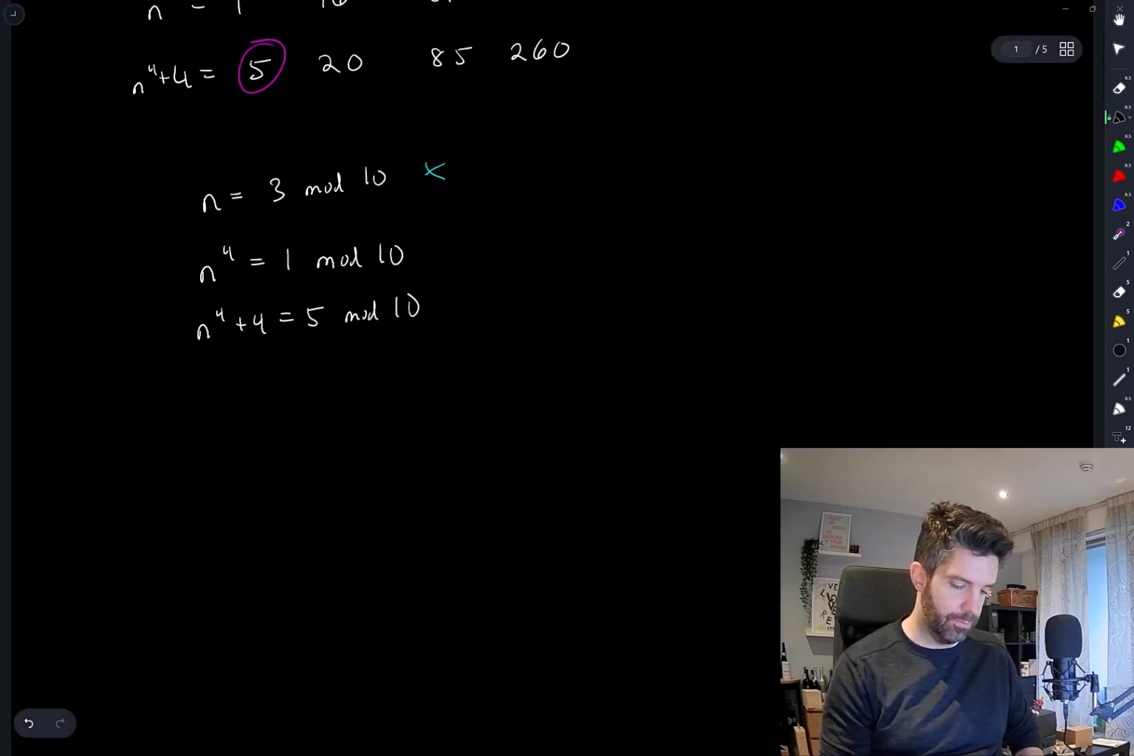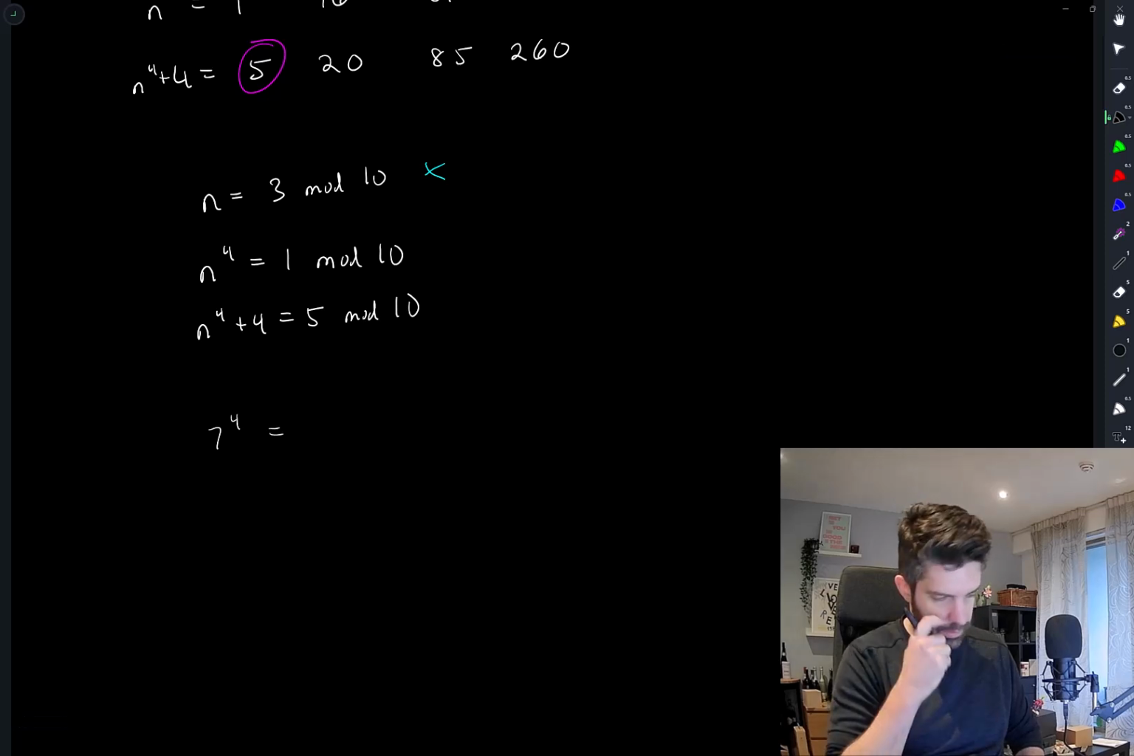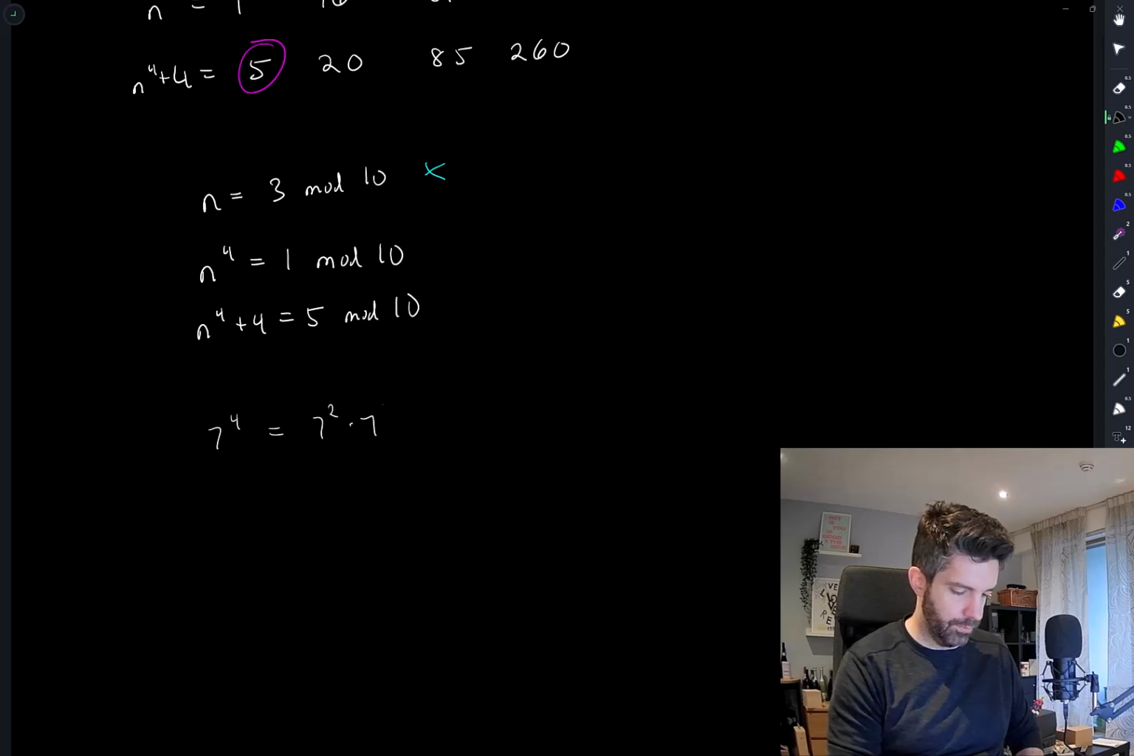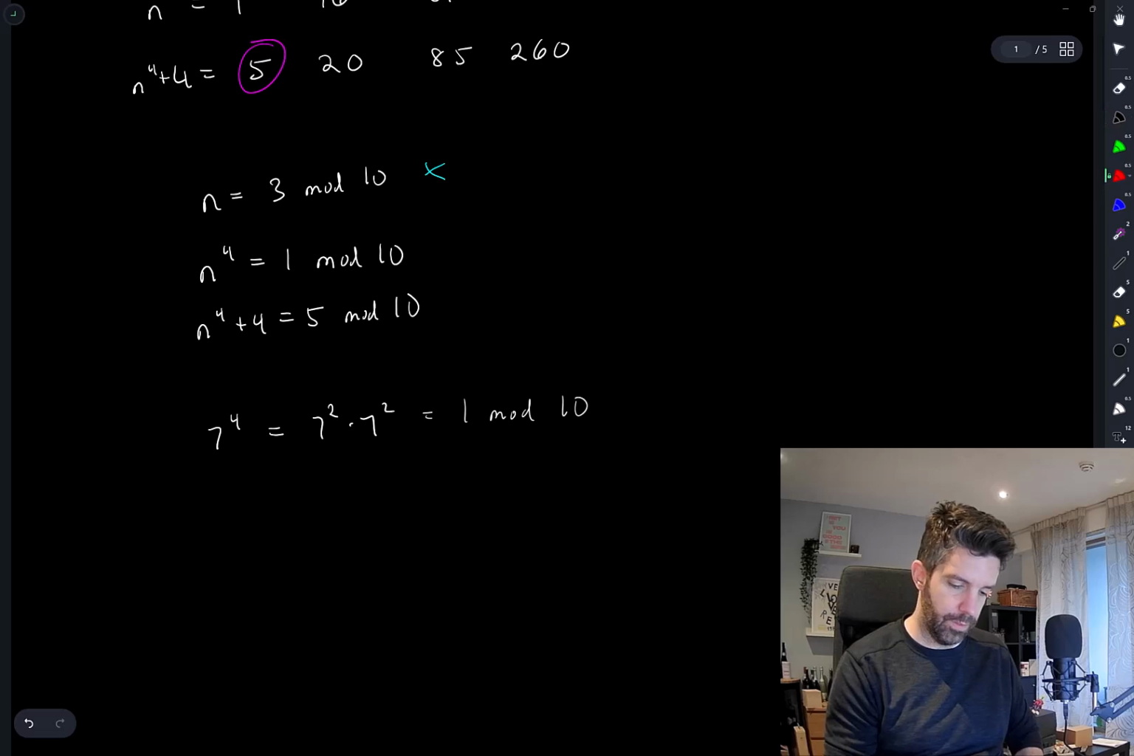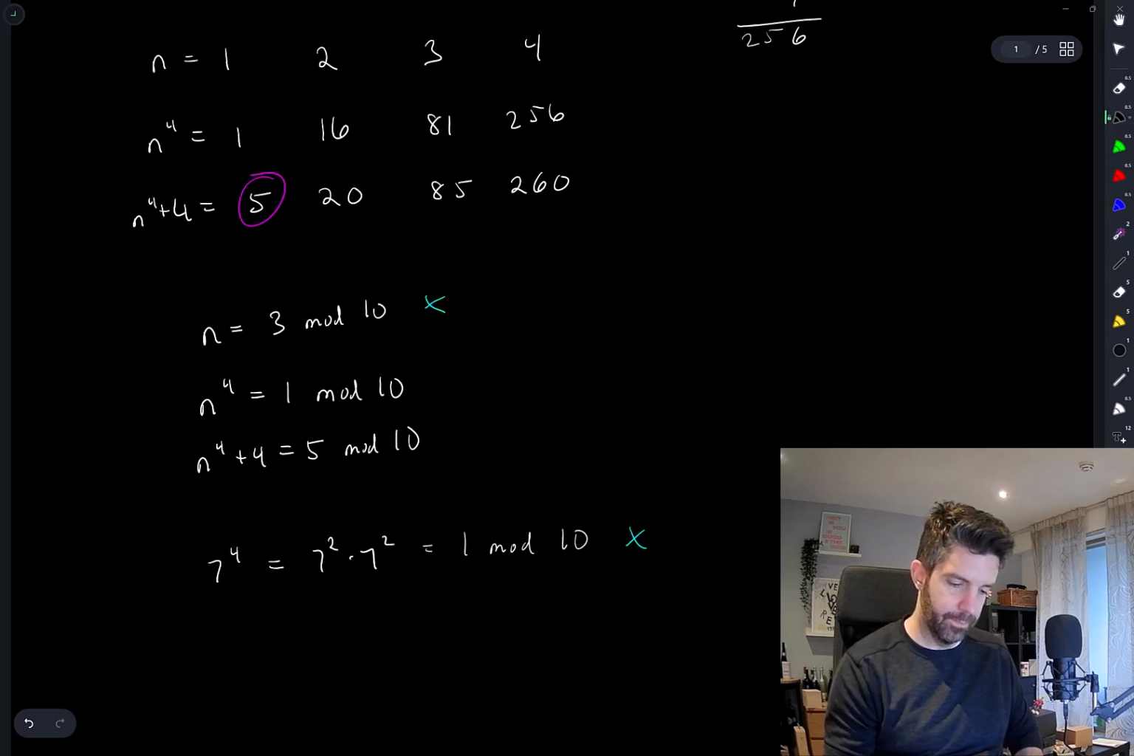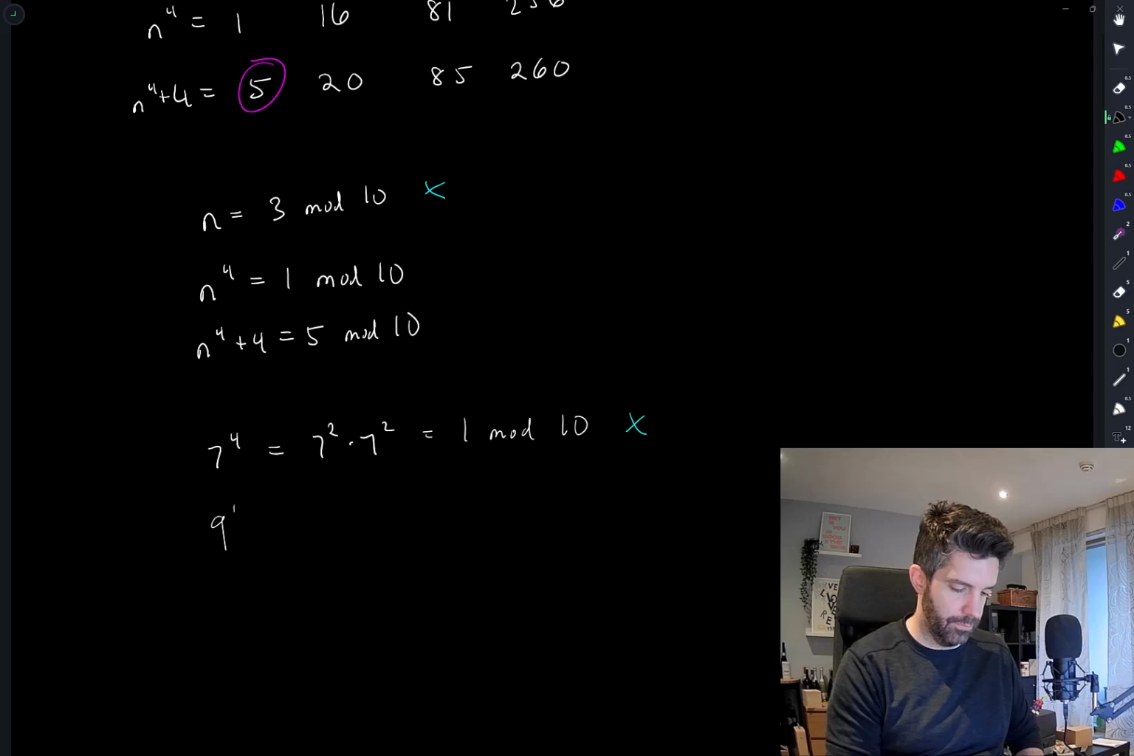7 to the power of 4, that's 7 squared times 7 squared. 7 squared is 9, 9 times 9 is 1 mod 10. So 7 doesn't work either. And 9 to the 4, that's 9 squared times 9 squared, which is 1 mod 10. So that also doesn't work.